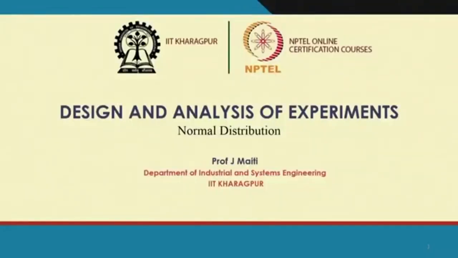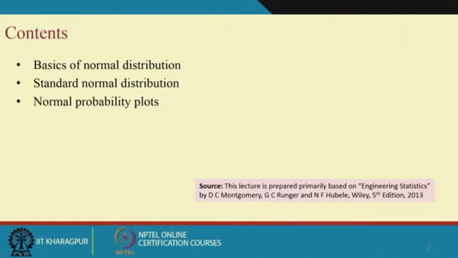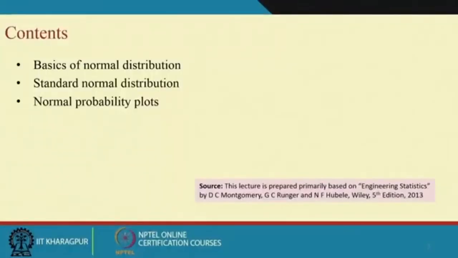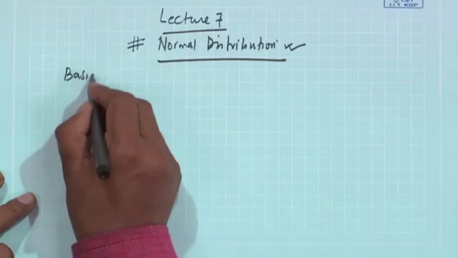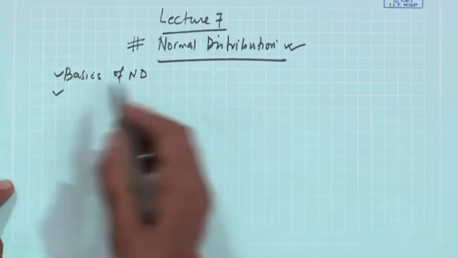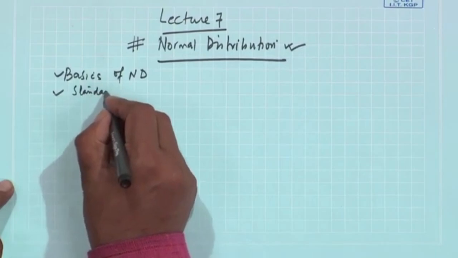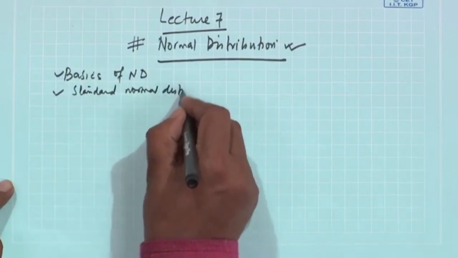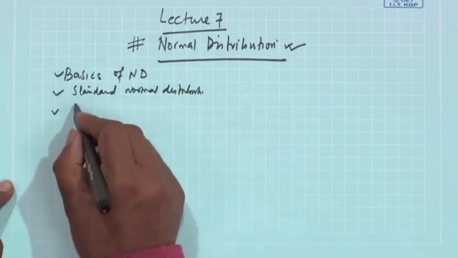So, around half an hour of time today, we will discuss in detail what is normal distribution and how to use normal distribution from the statistical table point of view, and given a data, how do we know that the data will follow normal distribution with some plots. So, that means you will know the basics of normal distribution, then second one is standard normal distribution, and finally, normal probability plots.